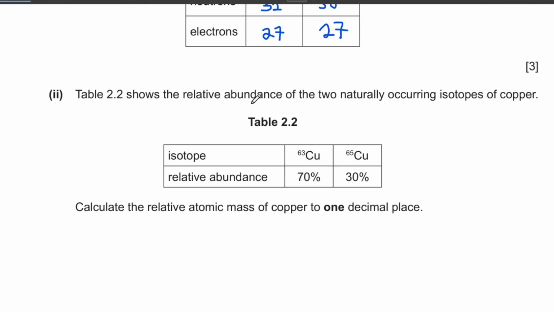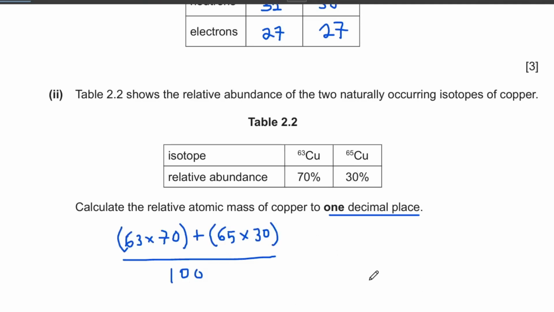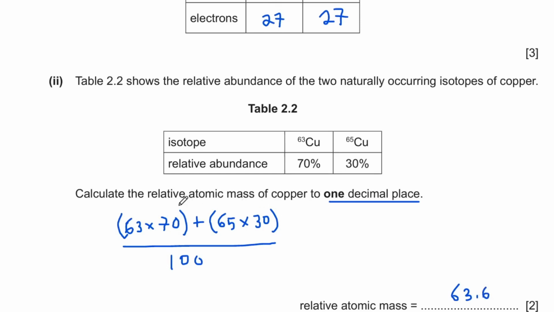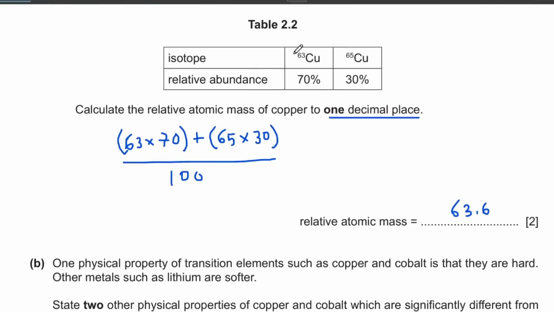Next, table 2.2 shows the relative abundance of the two naturally occurring isotopes of copper. Look at it. We calculate the relative atomic mass of copper to 1 decimal place. Very important, 1 decimal place. So to calculate the relative atomic mass, we multiply 63 by 70 plus 65 multiplied by 30, divided by 100. So when you press your calculator, this is going to give us, don't forget, I told you we leave our answer in 1 decimal place, so do not approximate to 64. Leave it at 63.6. So that's how you solve it. Don't forget: mass multiplied by percentage abundance plus mass multiplied by percentage abundance, divided by 100.